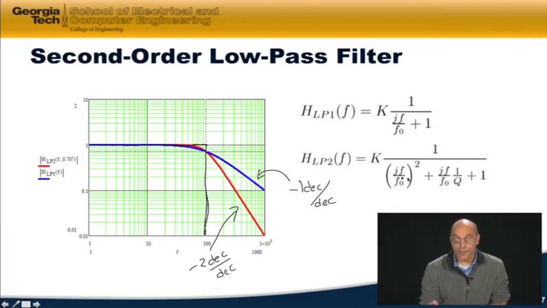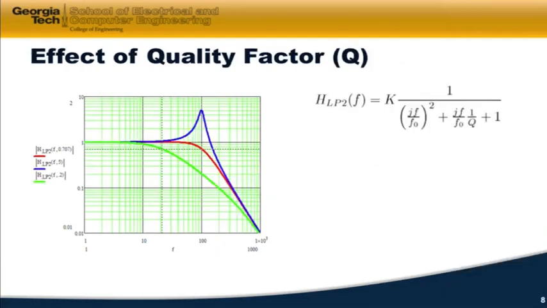A thing to note about the second-order transfer function is that we've introduced an additional parameter, the parameter Q, or quality factor. Let's examine how this third parameter, the quality factor, or Q, affects the behavior of a second-order low-pass transfer function.